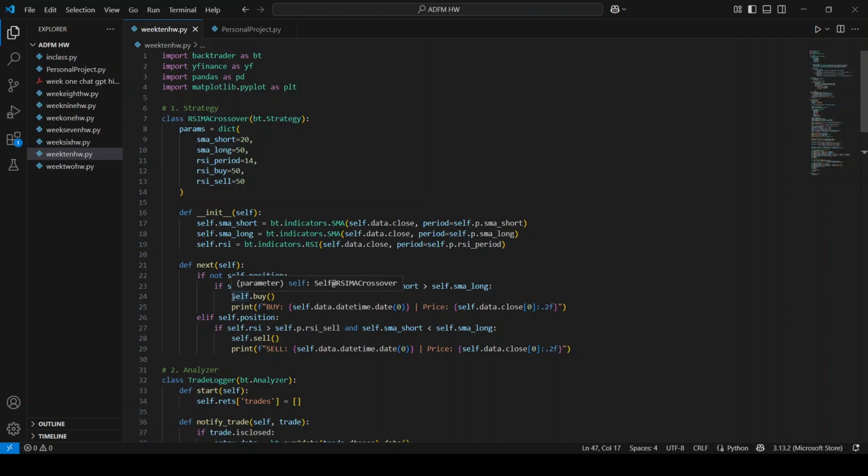On line 21 we're saying if you're not in a trade and RSI is below 50, and SMA 20 is above SMA 50, then we will buy. But if not, the elif is for selling. So if we already are in a trade and RSI is above 50 and SMA 20 is below SMA 50, then we will sell.